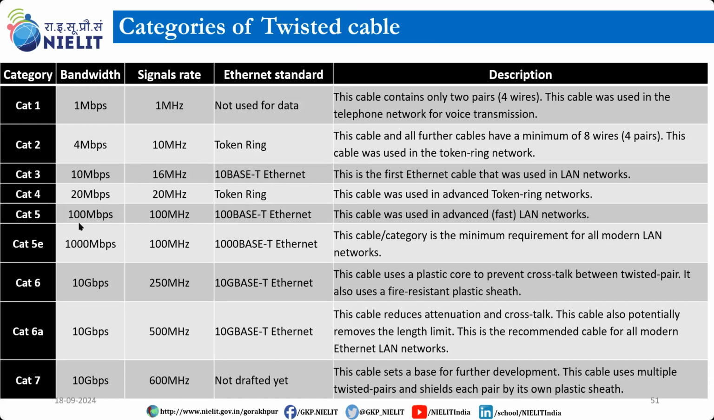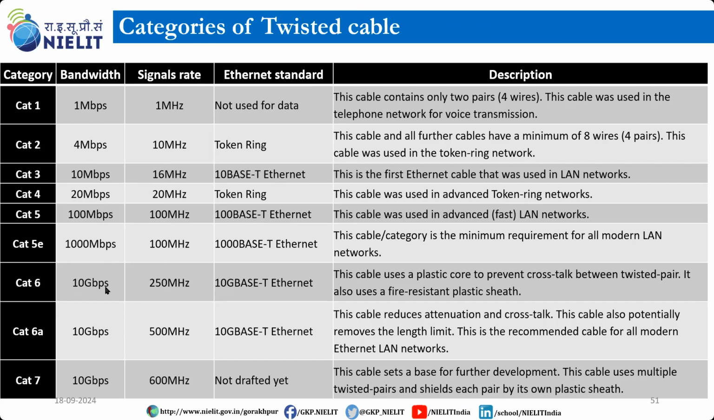Cat5 cable supports 100 Mbps, 100 megabits per second. Small b means bit, capital B means bytes. So 100 megabits per second, 100 megahertz, 100BaseT Ethernet. Cat5e is 1000 Mbps, meaning 1 Gbps, with 1000BaseT. This type of standard will be printed on the plastic jacket of the cable.